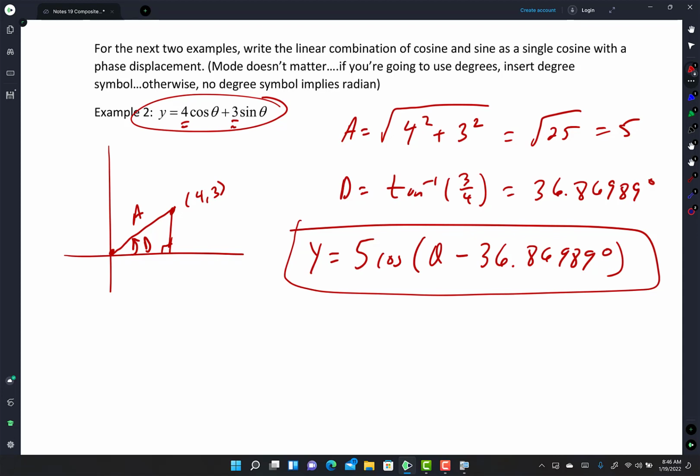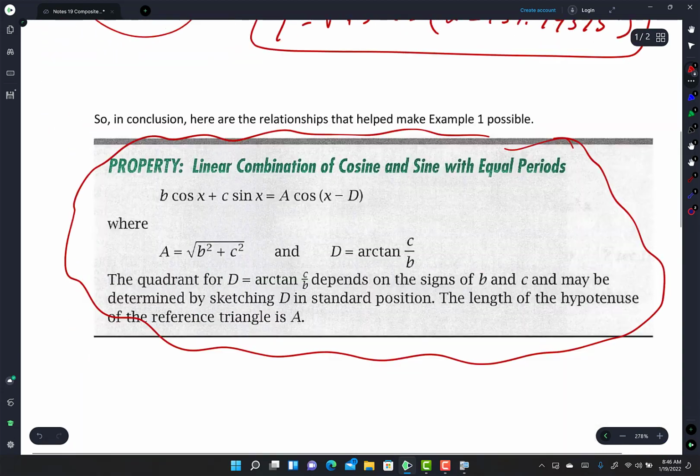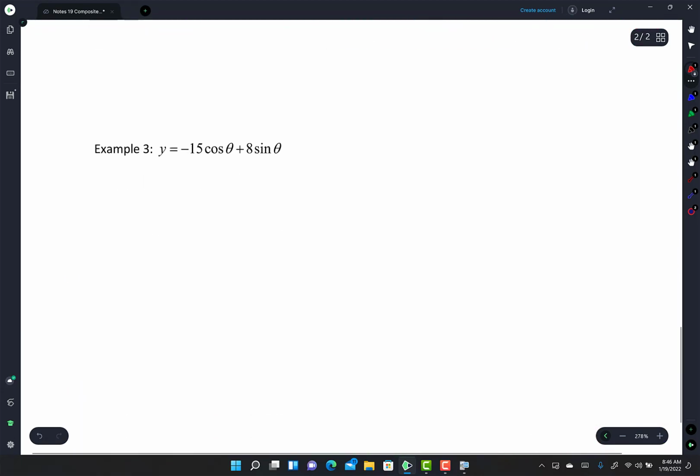Are we okay so far, guys? All right, did I put the degree symbol on the last one? Yeah, good habits. Last one, and then we'll let you guys loose.